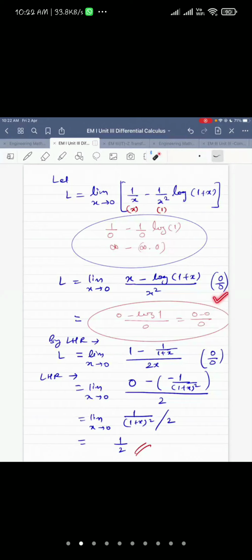So 0 by 0 form. Now we have to apply the LHR. By LHR, we have to take the derivative of the numerator and the derivative of the denominator. So the derivative of x is 1, the derivative of log of 1 plus x is 1 upon 1 plus x, and the derivative of x square is 2x. Again, you check the form. Okay, Vedant, now concentrate here. When you put x equal to 0, what will it be?